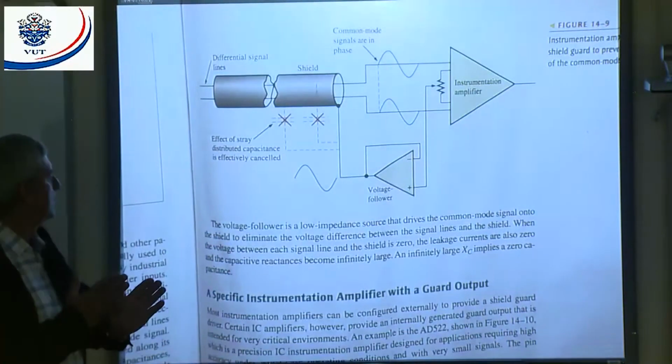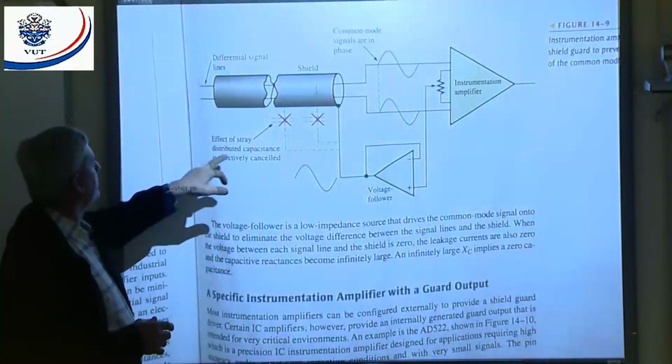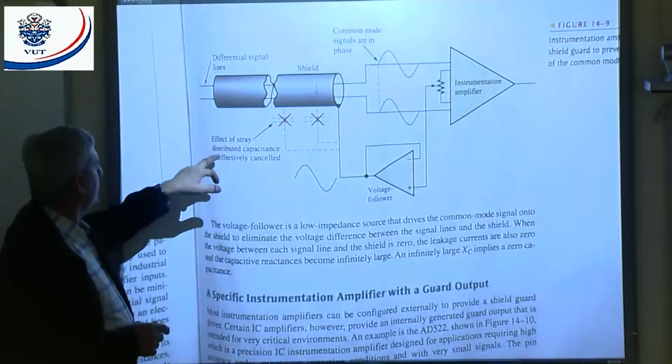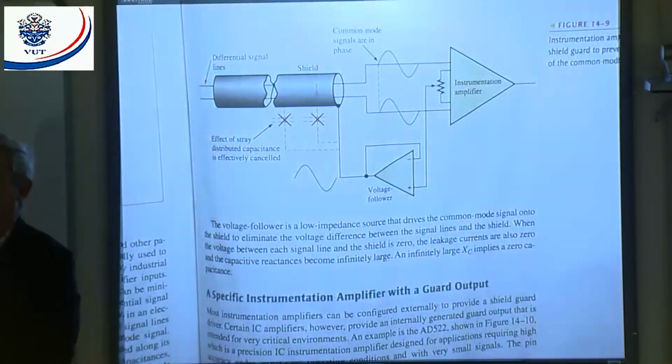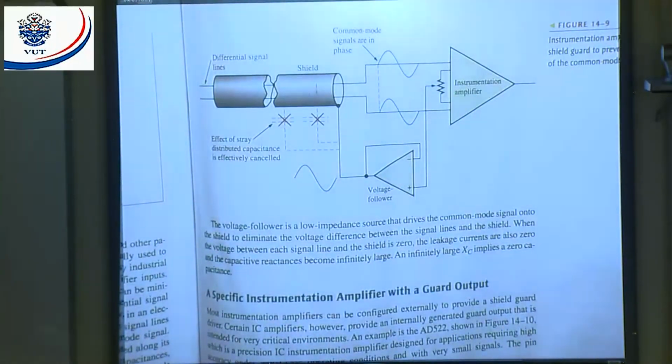And that's why they say the effect of stray distributed capacitance is effectively cancelled, and we can cancel it out. Then we will have complete common mode rejection. You with me?